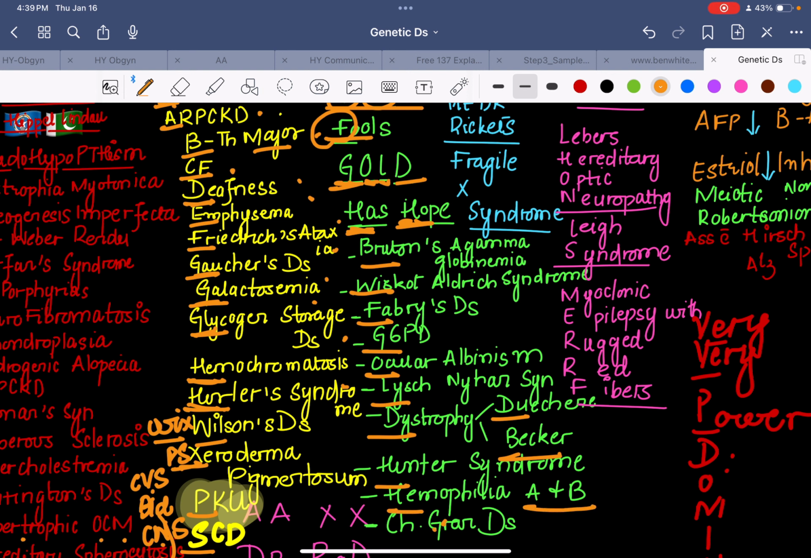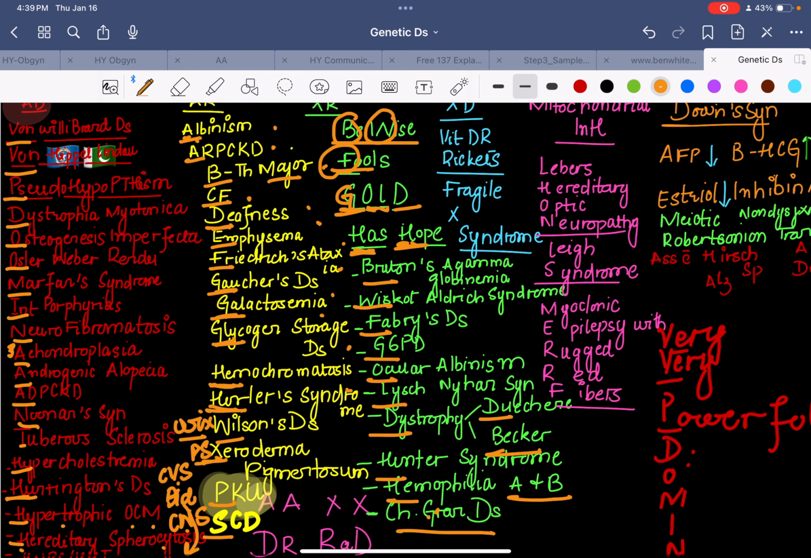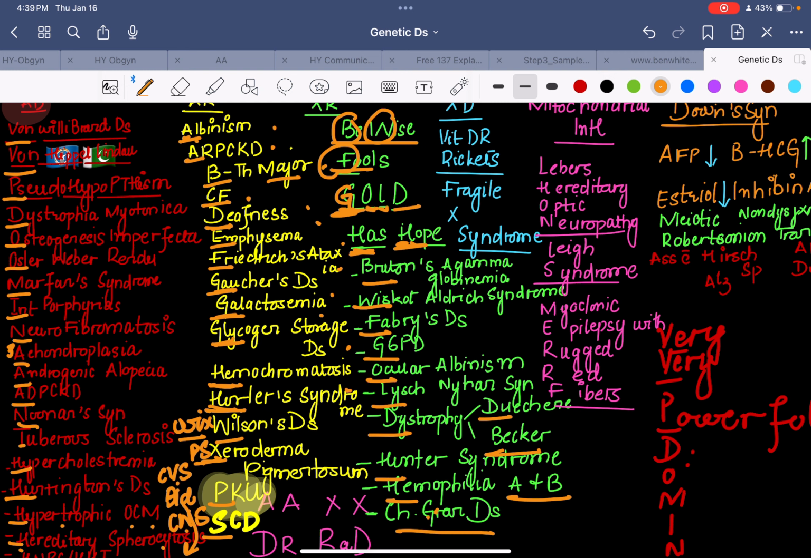And if you want chronic granulomatous disease, although it has two inheritance patterns, it can be both autosomal recessive as well as X-linked recessive. But if you want, you can add it to the G over here, the gold mnemonic, right?